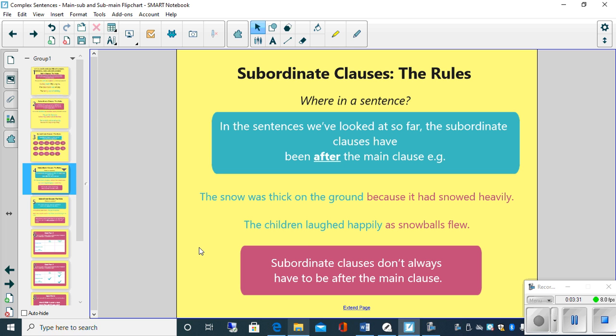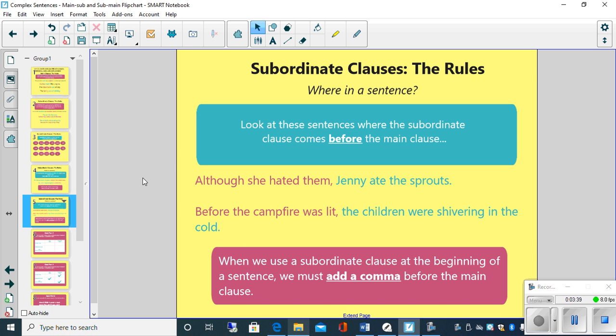But as we already know, subordinating clauses don't always have to be after the main clause. So let's have a look. Look at the sentences where the subordinating clause comes before the main clause. Although she hated them, Jenny ate the sprouts. Now, although she hated them is the subordinating clause. It doesn't make sense on its own. It's got the subordinating conjunction although.